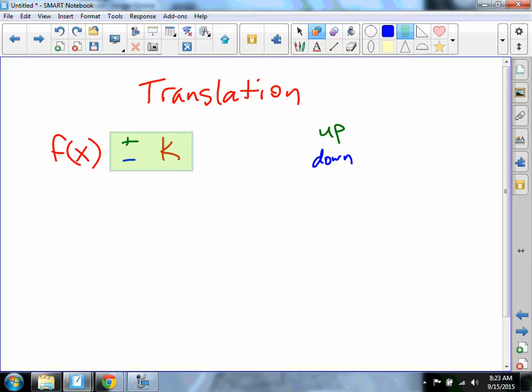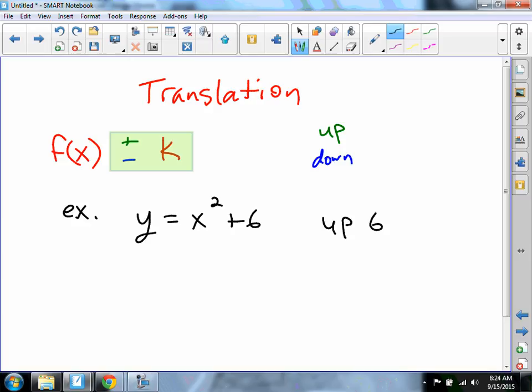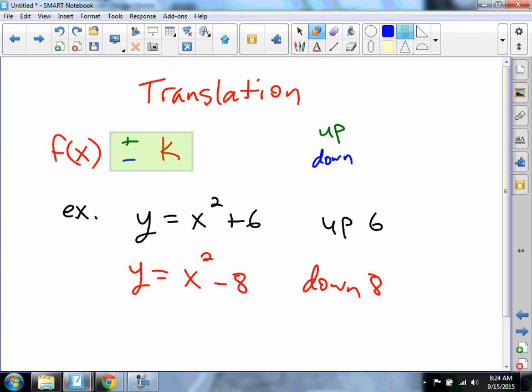Okay. A more specific instance of each one of these would be if we had something like y equals x squared plus 6. That's going to be the parent quadratic function, but it's going to be translated or shifted upward 6 units. Okay. It's going to be up 6 units. If we had y equals x squared minus 8, that's going to translate down 8 units from the parent function. Okay. So what we're doing there is we're kind of tacking on something at the end of it. How are we feeling so far? All right.